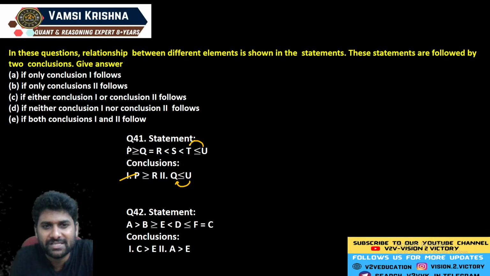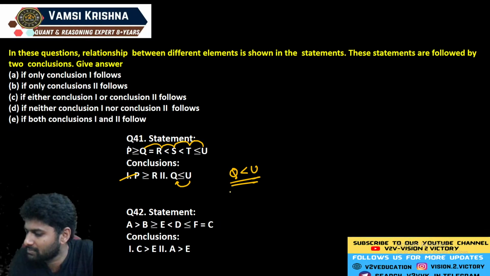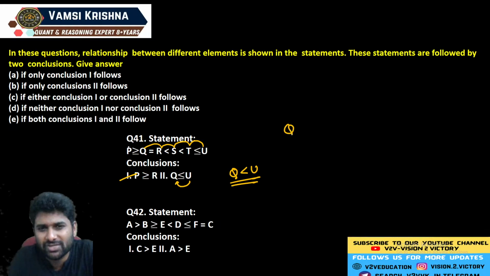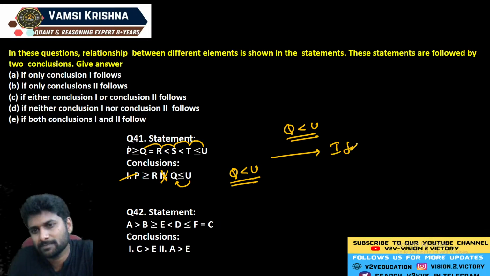Second one, check it out in this way, U to Q. U to T, there is a relation, T to S, there is a relation. S to R, there is a relation, and Q to R, there is a relation. Definitely Q is less than U, not less than or equal to. The relation is always Q less than U, not less than or equal to. So none. Second is wrong. First follows.